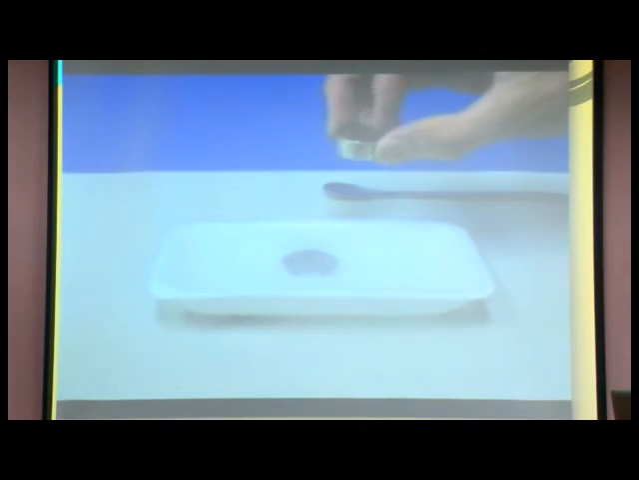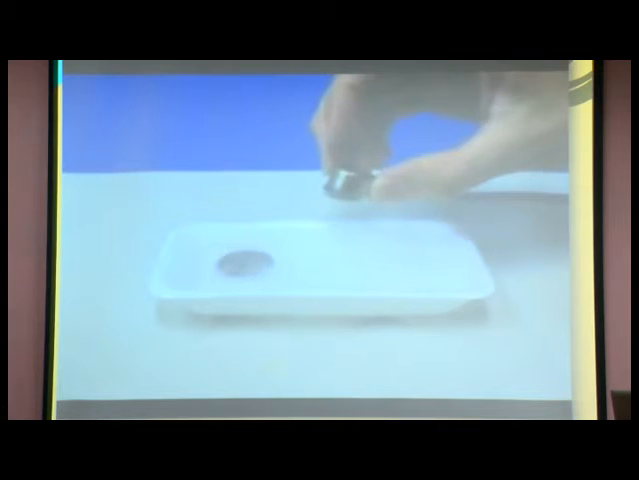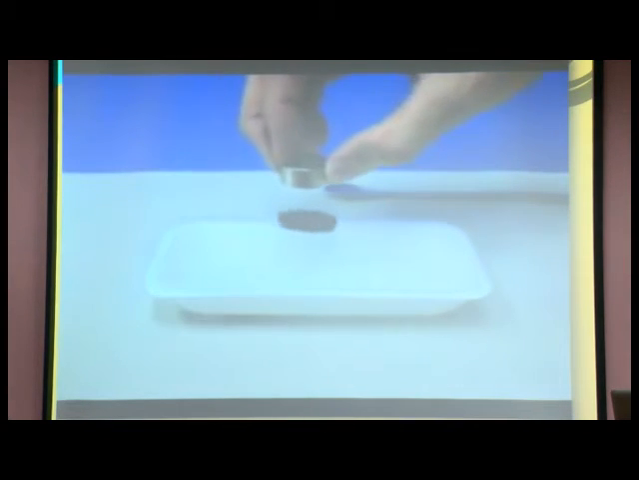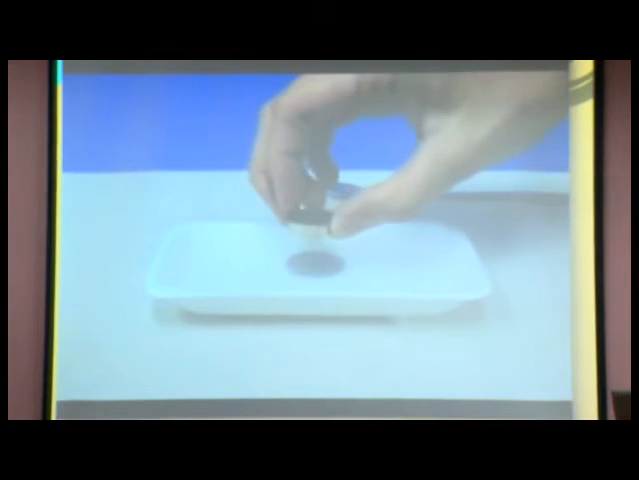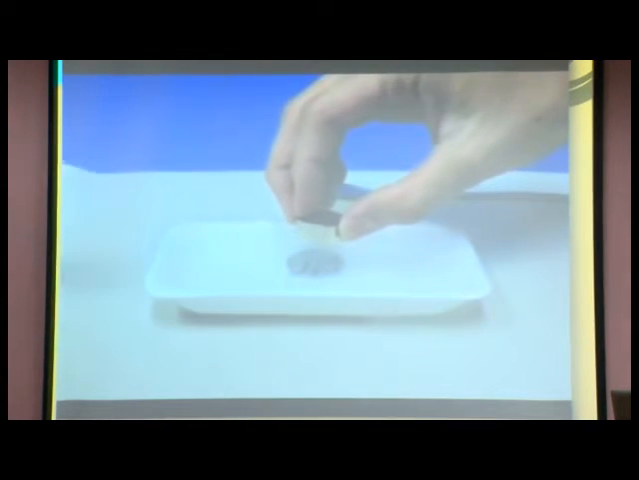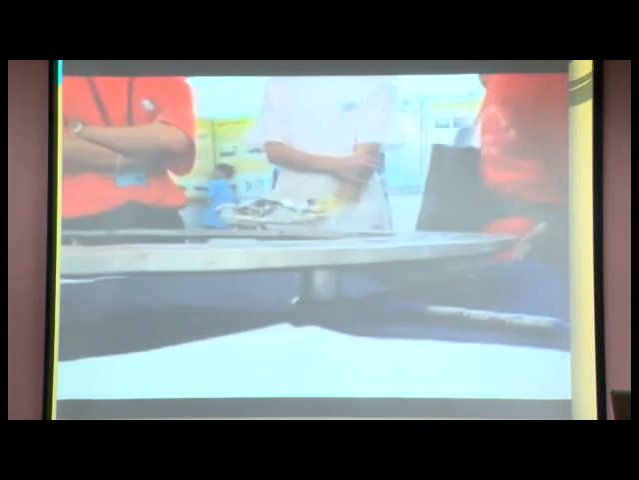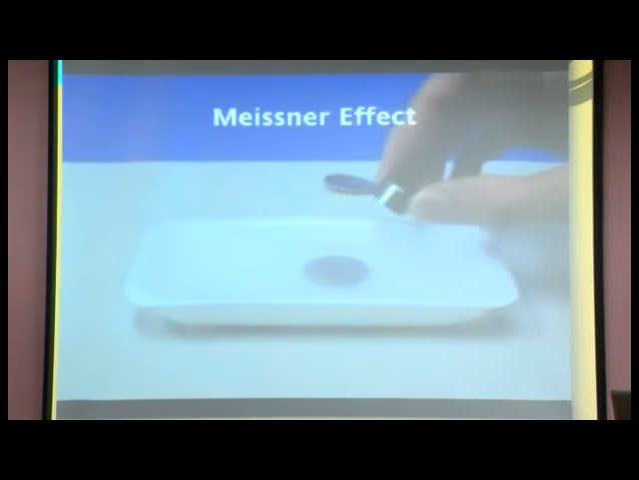Now you can change the poles of the magnet. What happens? It repels, it moves away. At the same time, its flux line is inverted, and according to the flow of flux lines it attracts again. So with this phenomenon the magnetic train is working.